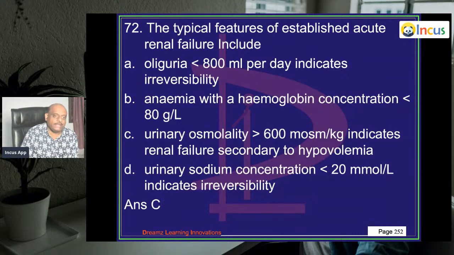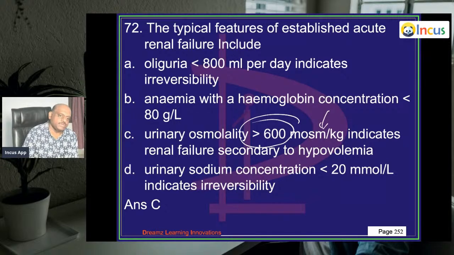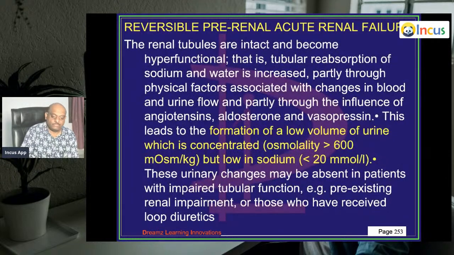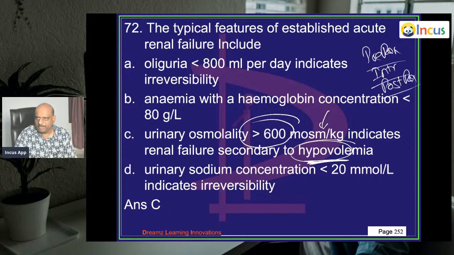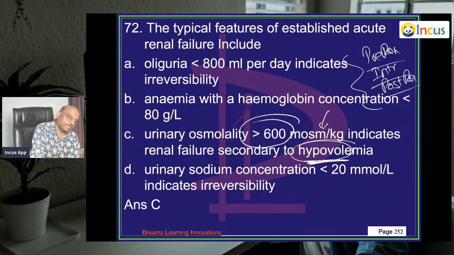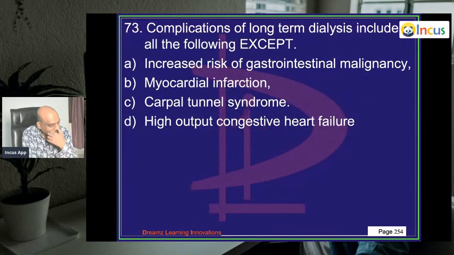Acute renal failure. Urine osmolality more than 600 means it is pre-renal failure due to hypovolemia. So once more, one of the favorite questions is pre-renal versus intra-renal versus post-renal failure. How do you differentiate the three? Favorite question. Write it down, it will definitely come.